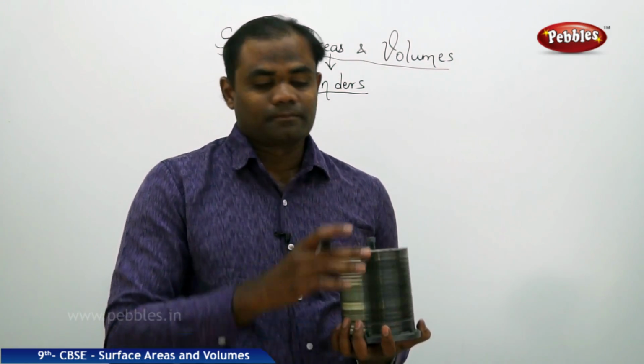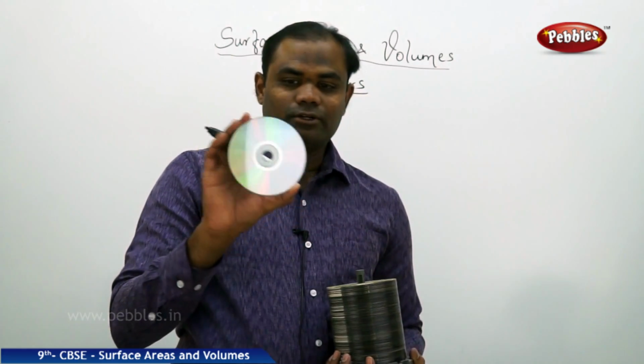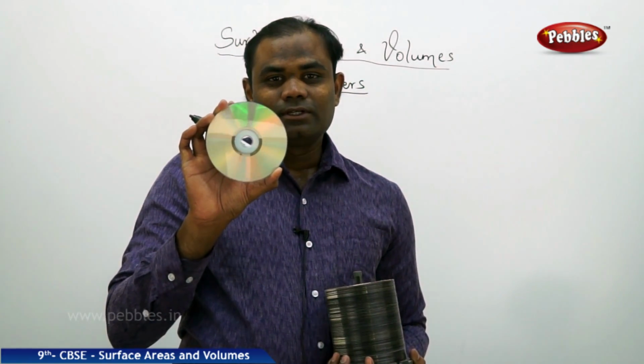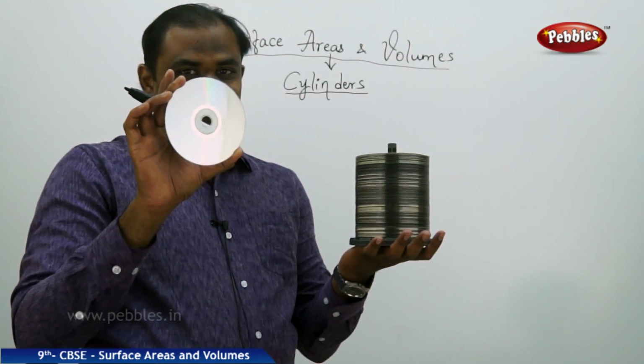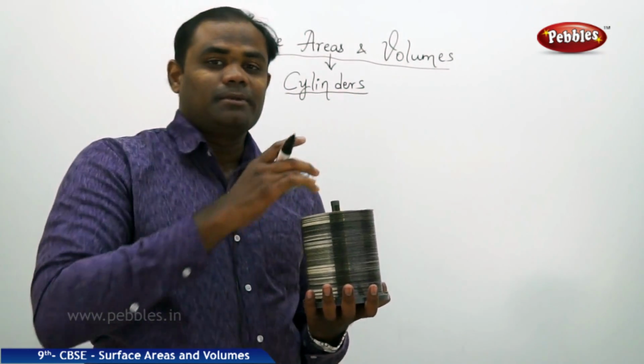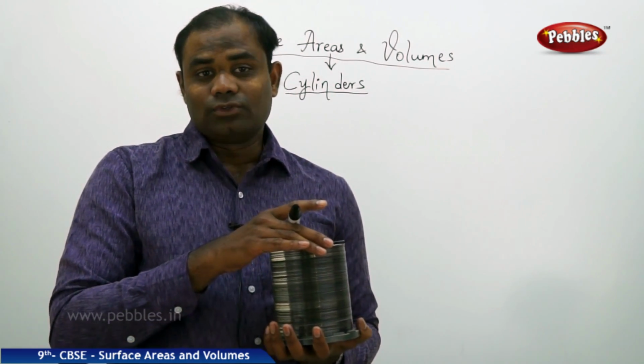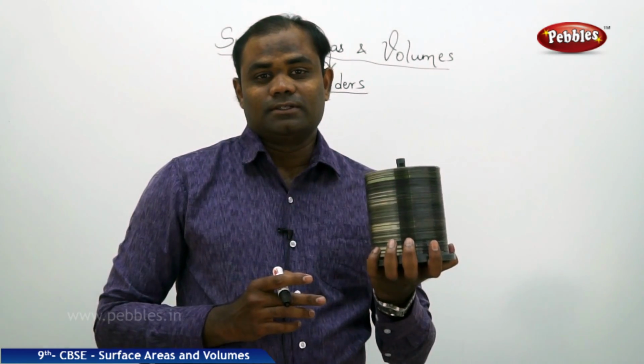out on the rod. Now if I take one CD out from this, it looks like a circle. So I see this CD stand to be a set of all circles built up so that it forms a three-dimensional shape. So let's understand a cylinder through the concept of the CDs.